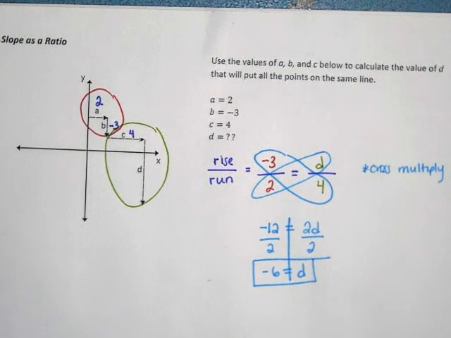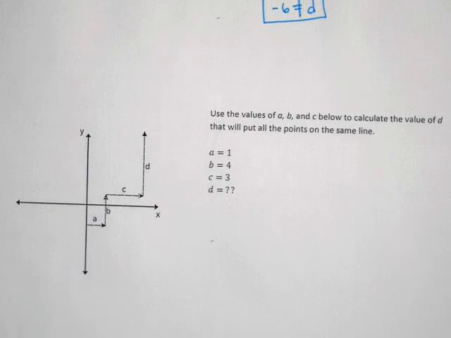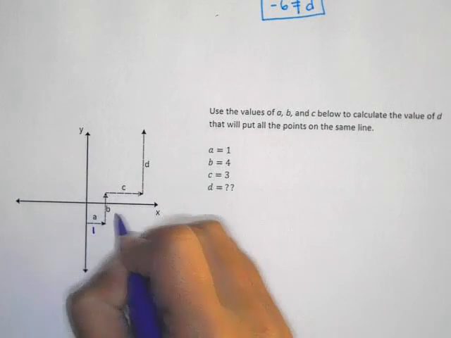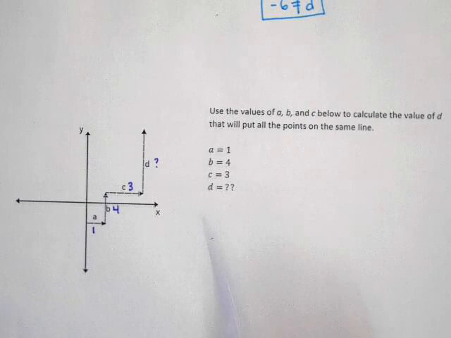Let's take a look at another problem. It's very similar. Use the values of A, B, and C to calculate the value of D that will put all the points on the same line. So I'm going to label these in my picture. A is 1, B is 4, C is 3, and D is unknown.